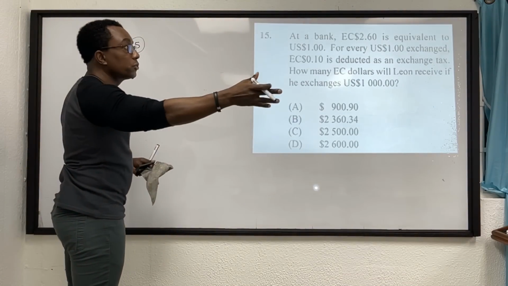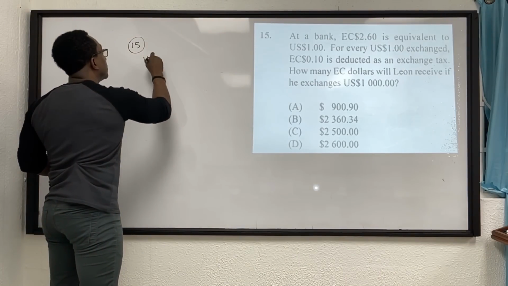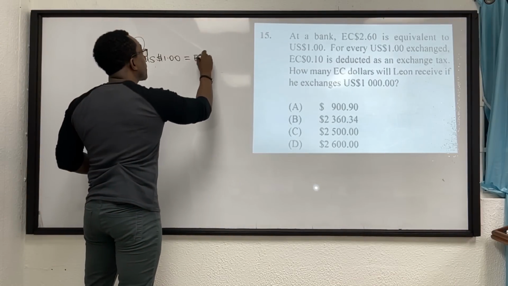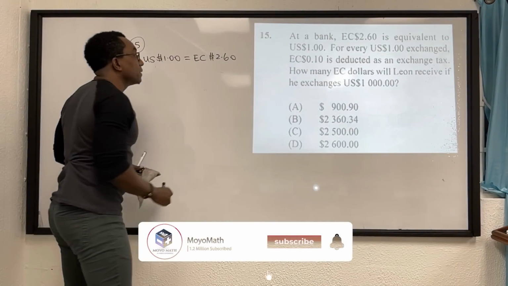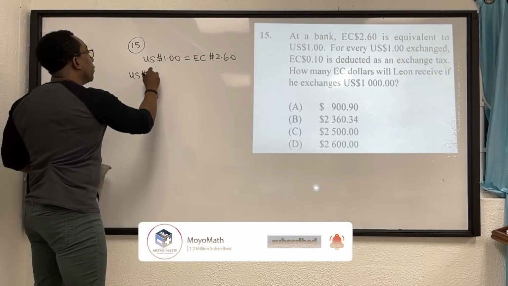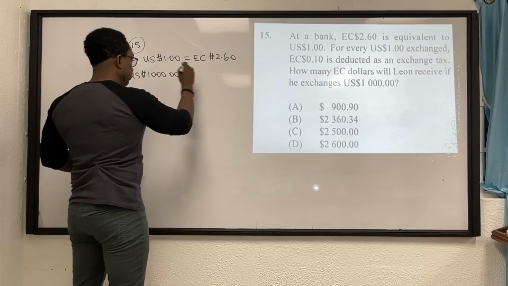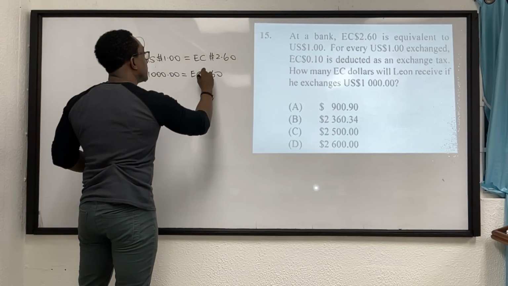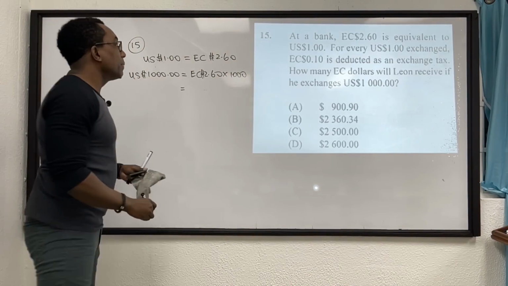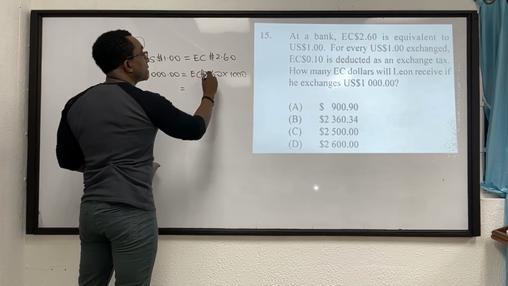Whatever we have to convert to goes on the right of the relationship. So we're going to write US $1 is equal to EC $2.60. So therefore, US $1,000 will simply be to multiply EC $2.60 by 1,000. And when we multiply EC $2.60 by 1,000, this point will move 3 places to the right.